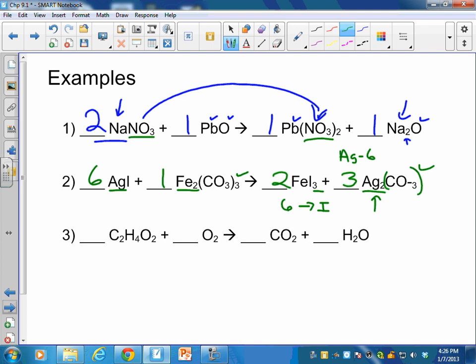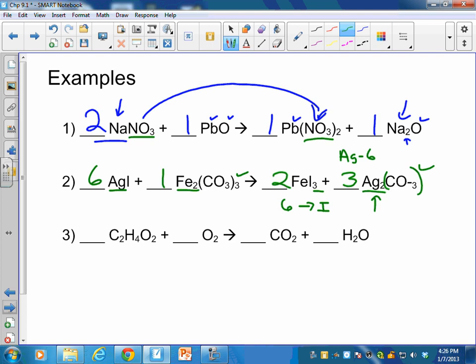Okay, number 3, you can try number 3. It's not quite as hard as number 2. Number 2 is a little tricky going back and forth like that, and that's often what you have to do on these equations, like check and guess. And when you balance one thing, it'll change the balance on another.